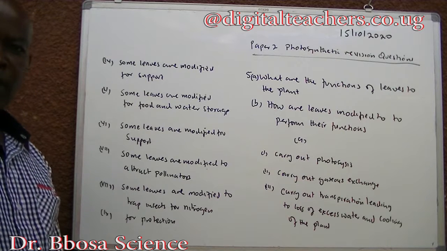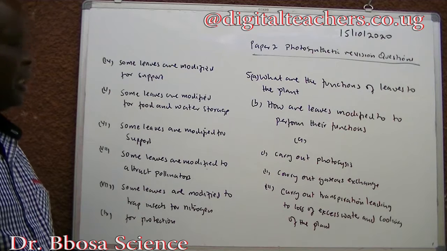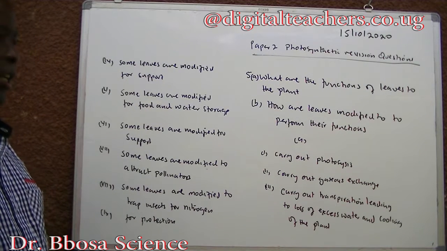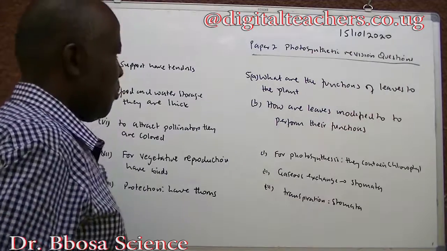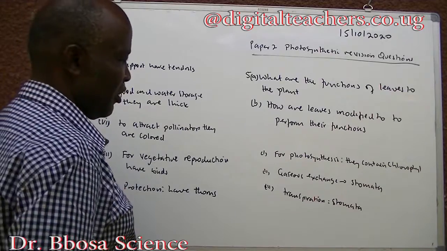Some leaves are modified for protection. Some leaves are modified for vegetative reproduction. B, how are leaves modified to perform their functions?